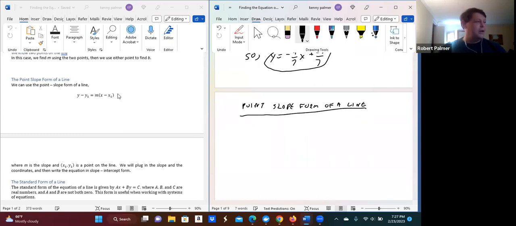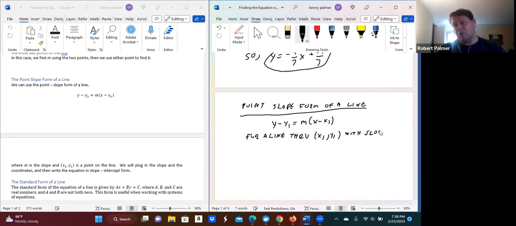Okay, so look over here. I'll just rewrite this equation here. y minus y1 is equal to m times x minus x1. It's called the point slope form because you plug in a point, x1, y1, where x1, y1 is some point on the line, and the slope is m. So this is for a line that passes through point x1, y1 with slope m.